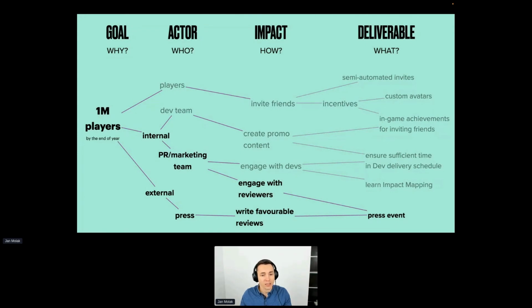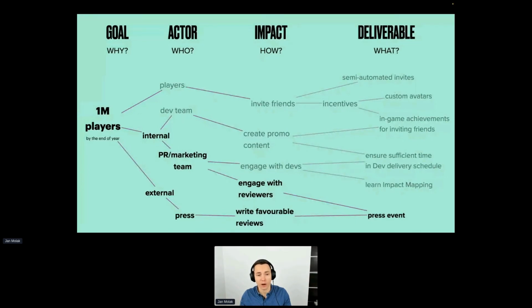Impact mapping as a technique is a collaborative effort. It's a facilitation technique that should involve both the business sponsors and people responsible for the delivery. Now, that's because we need to make sure that any deliverables that we come up with in this process are both potentially valuable and actually deliverable.